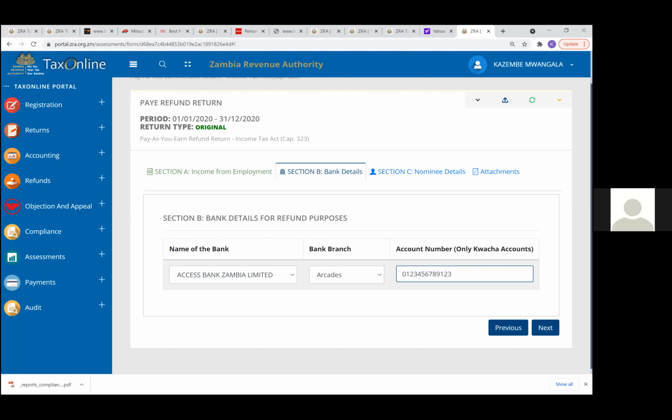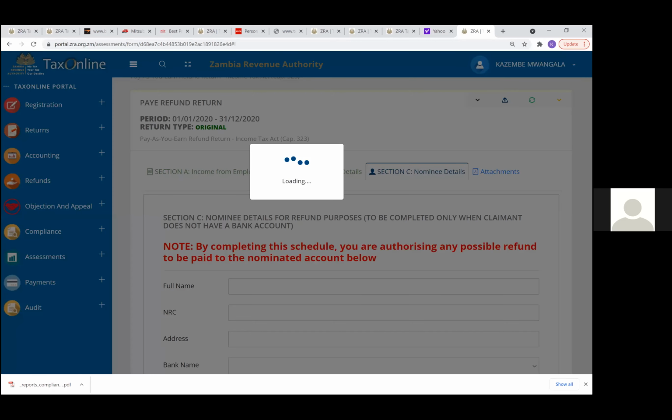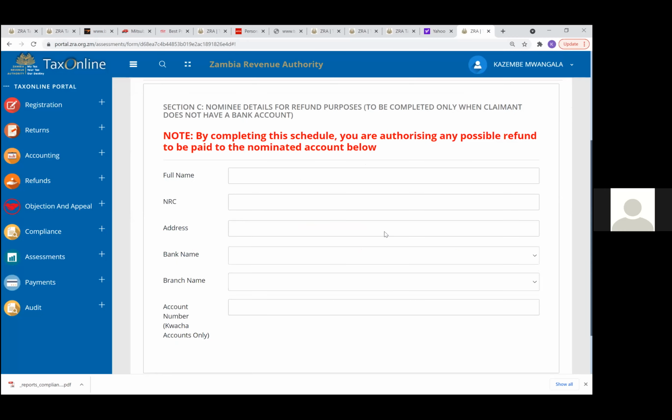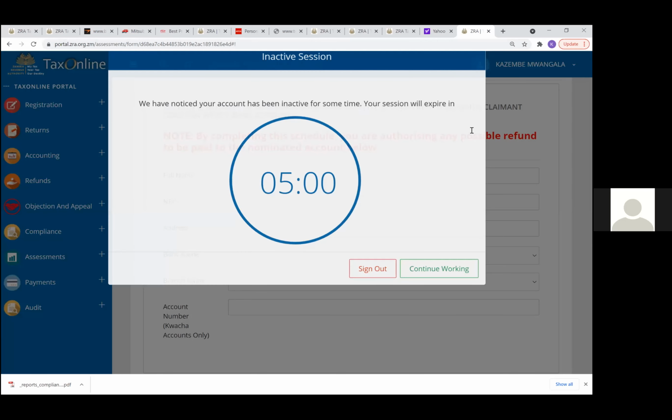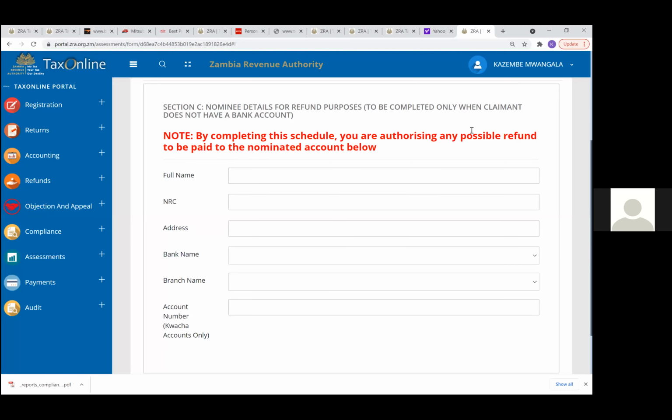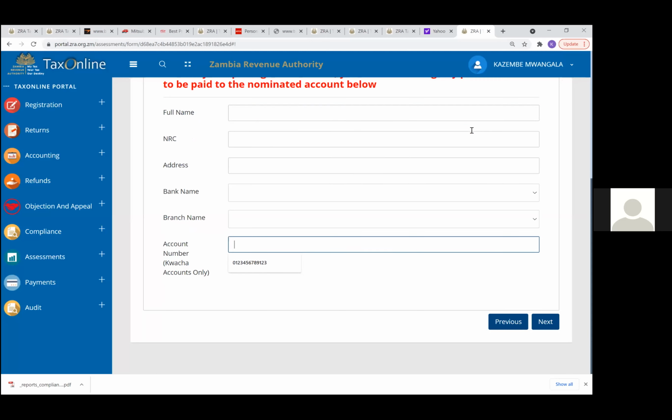That is the only part about bank details. Then the second one is about the nominee. This is where you want the money to go into a different person's account, not yourself. So you need to fill in this part, telling us the details of the person whom you want to receive the money. This is applicable most likely to people who are deceased. The claim will be done in the deceased person's details, but you want the funds to go into the administrator's account or one of the beneficiaries from their estate. So you fill in these details so that they are the ones to receive it.